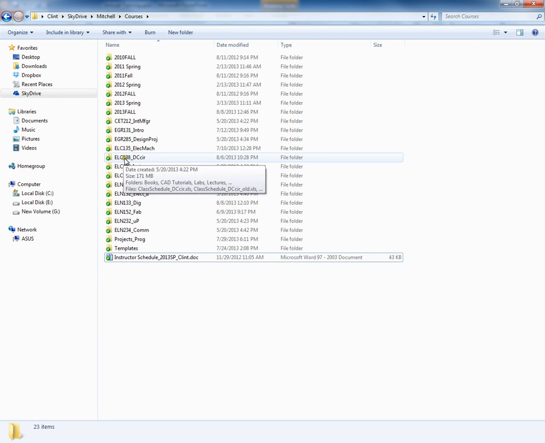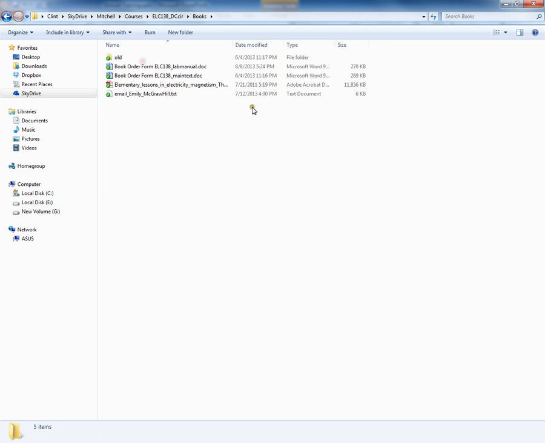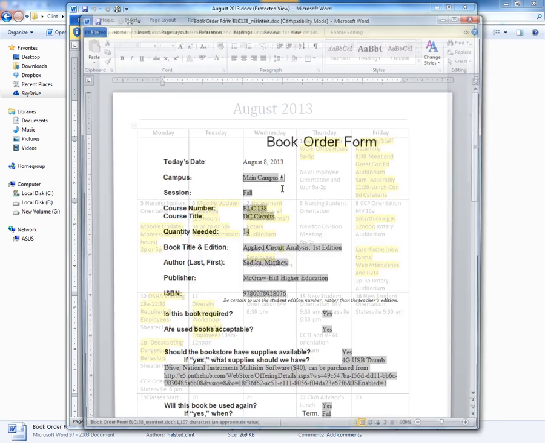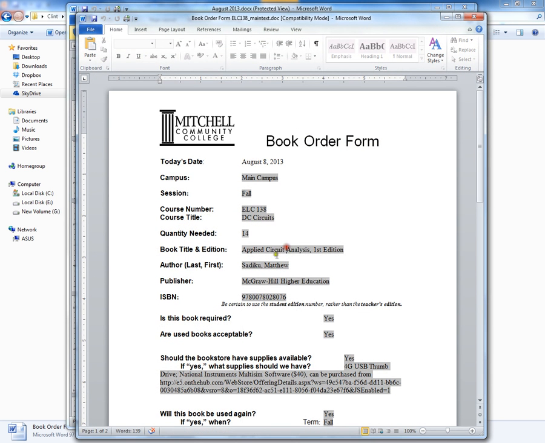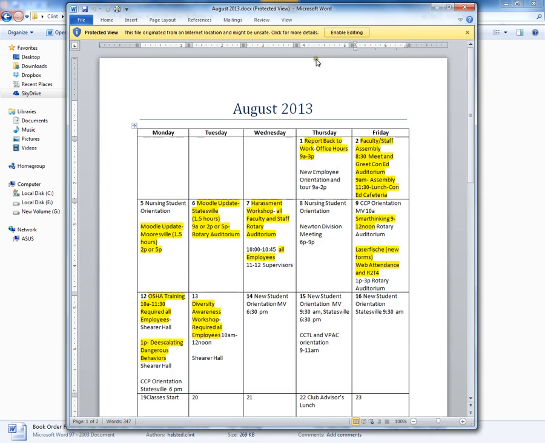So here, if you double click, this is just my Windows Explorer, and this is all synchronized and shared with you. So books, this is where the books are at that I have to submit to the bookstore. The main text, you open this document, it tells you the book, the ISBN number, all the extra supplies that they have to have. They're required to have National Instruments software, they're required to have a thumb drive. Tells the bookstore where to order the software from, everything the bookstore knows you can know right here.